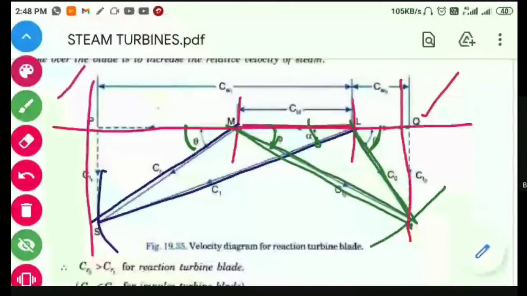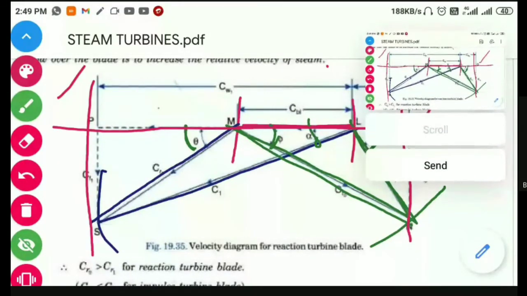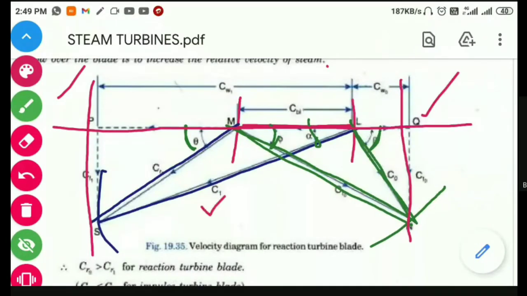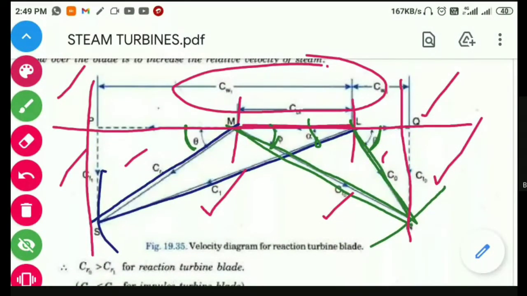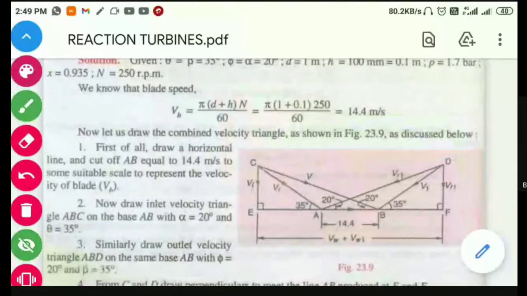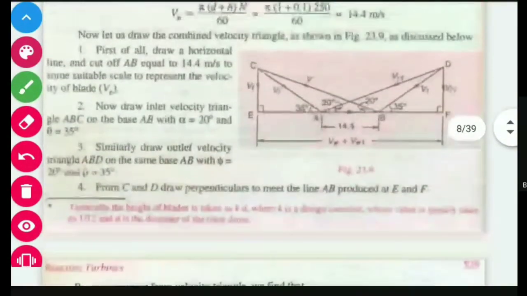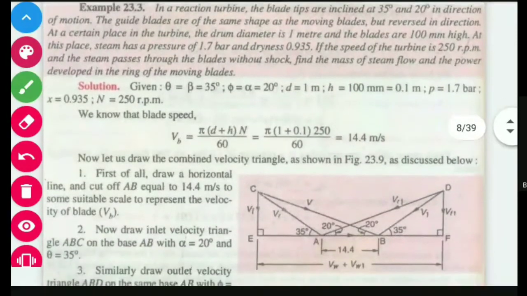Once you complete the velocity triangles, you can find any value: V1, V2, Vf2, Vf1, Vr1, Vr2, and Vw1 plus Vw2. Now let us see the power developed. The question asks for two things: first the mass, and another the power developed.